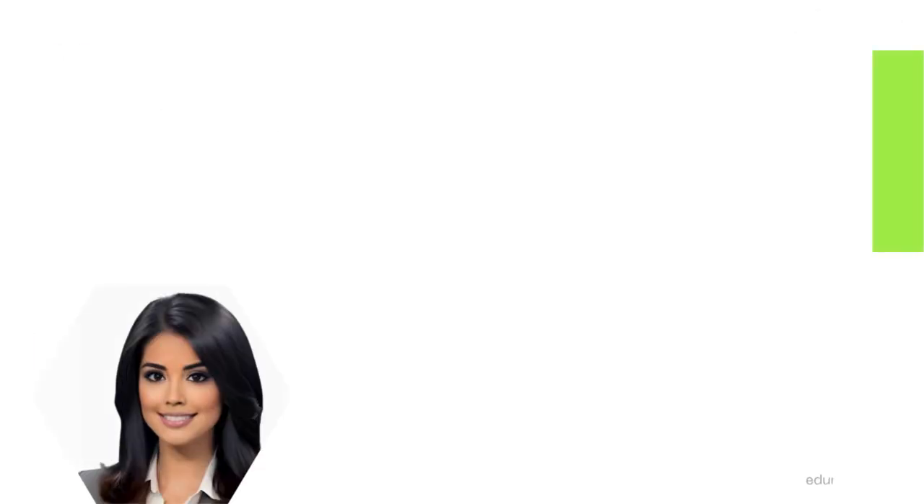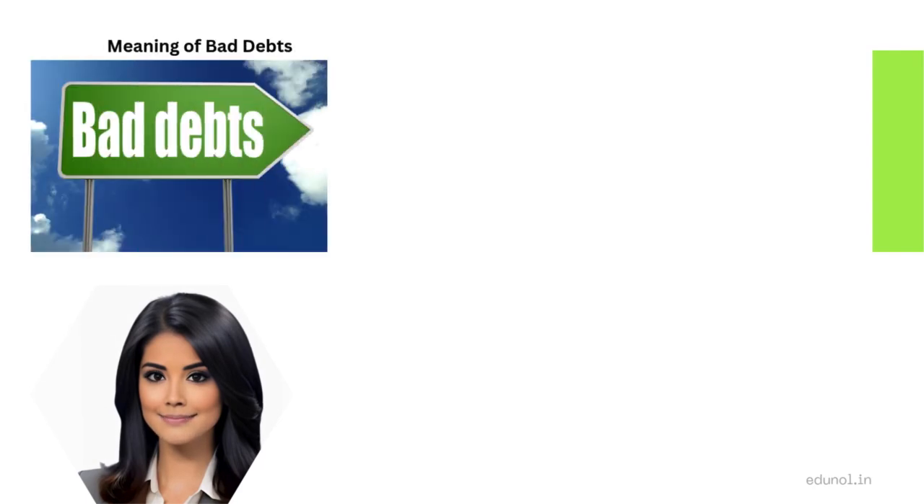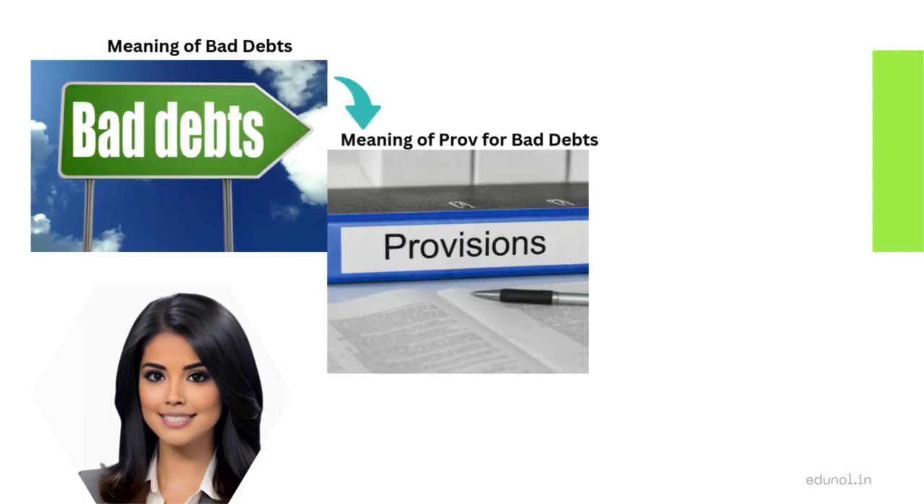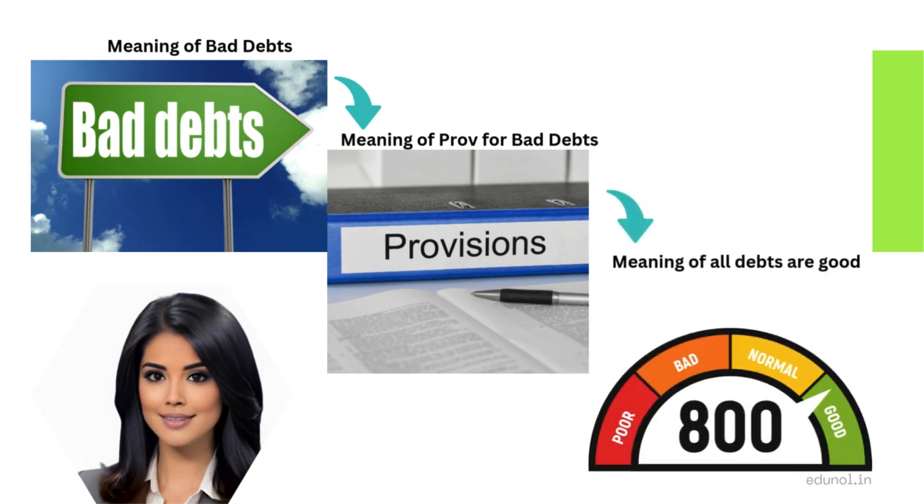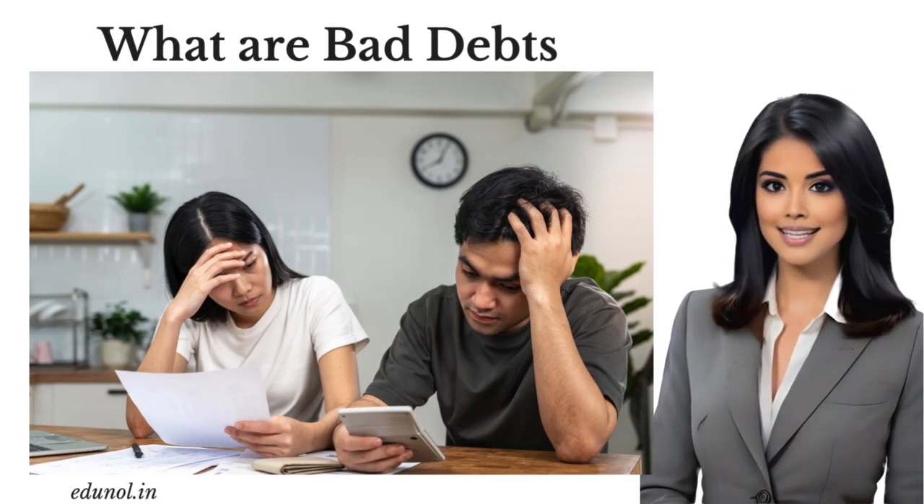You need not understand the adjustments separately for these chapters. Let's first understand the meaning of bad debts. Then we will understand the meaning of provision for bad debts. Finally, we will understand the adjustment of all debts are good. So what are bad debts? Let's first understand this in step-by-step manner to understand the adjustment better.